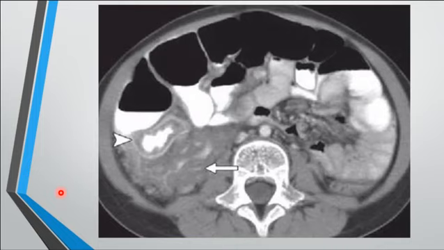Okay. CT scan with oral and IV contrast. Yes, there is circumferential wall thickening. So there is some circumferential wall thickening in the cecum here, containing oral contrast. And what else? What's this? This is a collection around the appendix.